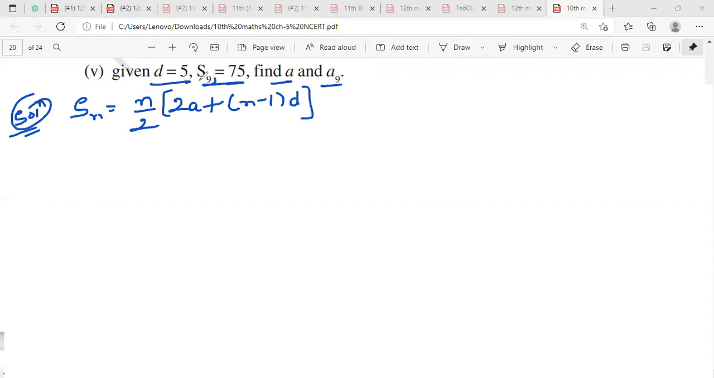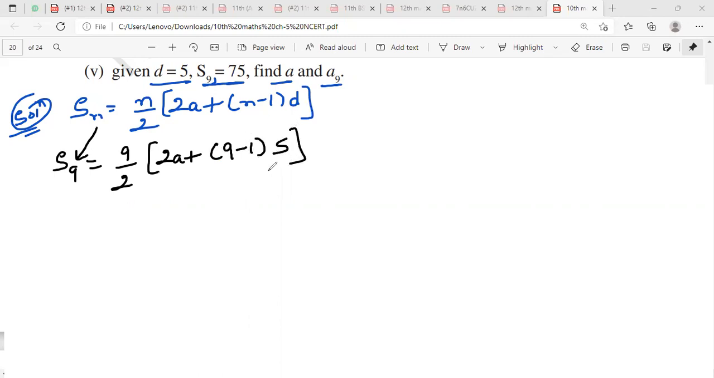Now here S9, so n means 9. The value of n is 9. That is 9 by 2 into (2A plus (n minus 1) into D). The value of n is 9, that is 9 minus 1, and the value of D is 5. Now the value of S9 is 75, so in place of S9, we will put 75 equal to 9 by 2 into (2A plus (9 minus 1) into 5). 8 fives are 40.